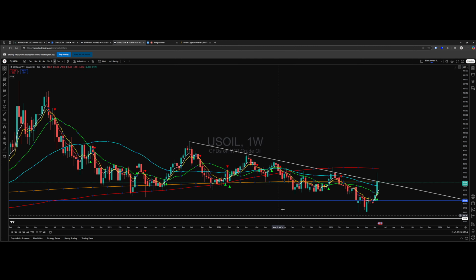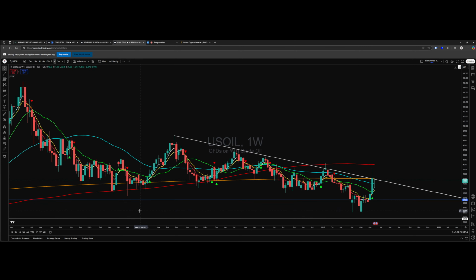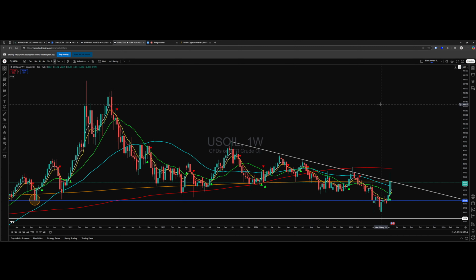I'm just going to leave it like that for a moment. This is the weekly chart of oil, and we've talked about this before. This amber line on all of our charts is the 1,000-day moving average. Oh my God, nobody uses a 1,000-day moving average. Are you crazy? No, I'm not crazy. Not at all.